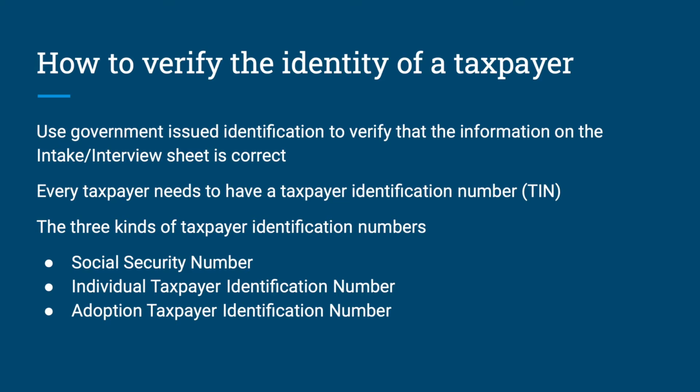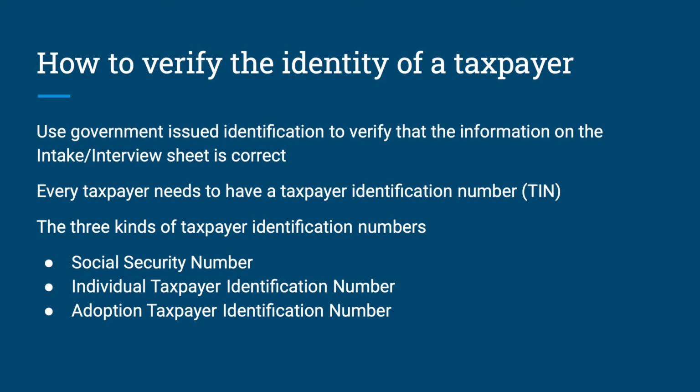And so moving on now, we're going to talk about how do we actually go about verifying the identity of a taxpayer. We've talked about this in some of the previous videos already, so some of this will be a little repetitive. But we have to use government-issued identification to verify that the information on the intake and interview sheet is correct, because the taxpayer is going to fill out the intake and interview sheet, and then we are going to go ahead and use their identification to verify that that is in fact correct.